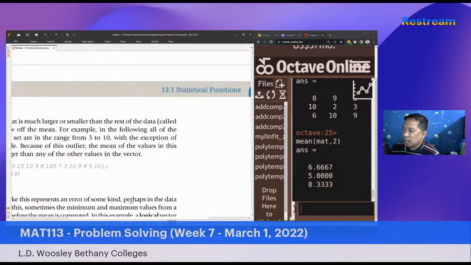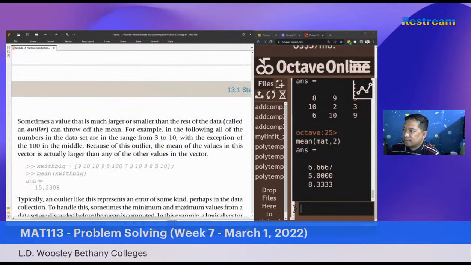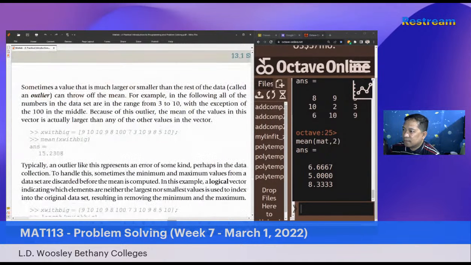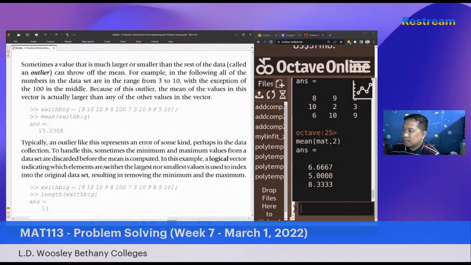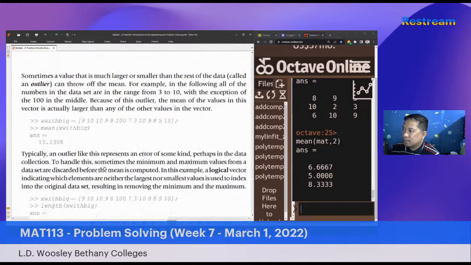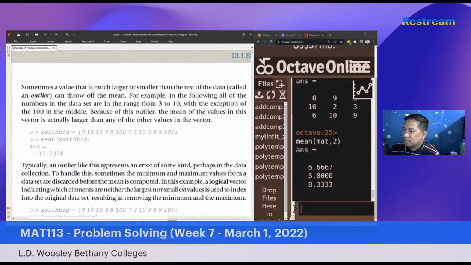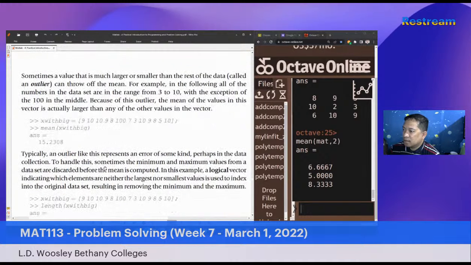Anyway, let's continue na lang. Okay, another concept here is the command length, no? Length.